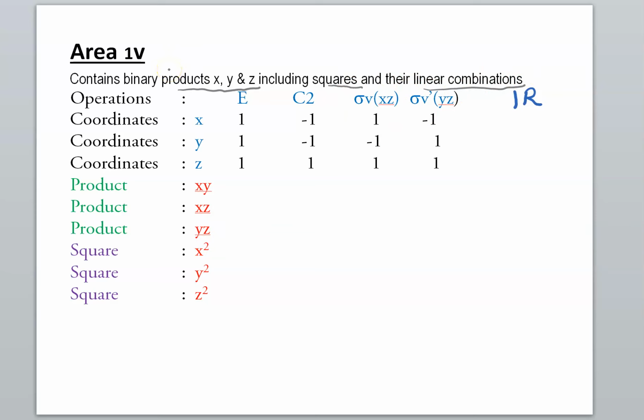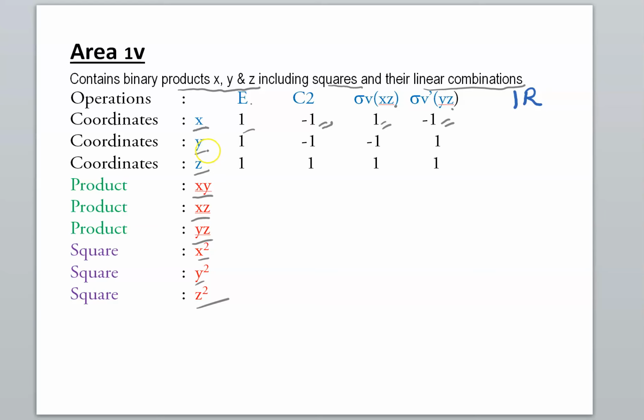We can check the transformation properties of these combinations, that is, binary products and their squares. First, we know the transformation of the x, y, z coordinates, which we already discussed. For the x coordinate, E gives no change, therefore the character is 1. C2: x changes to -x, therefore it is -1. Sigma v xz: x changes by itself, no change, therefore 1. Sigma v dash yz: x changes to -x, therefore it is -1.